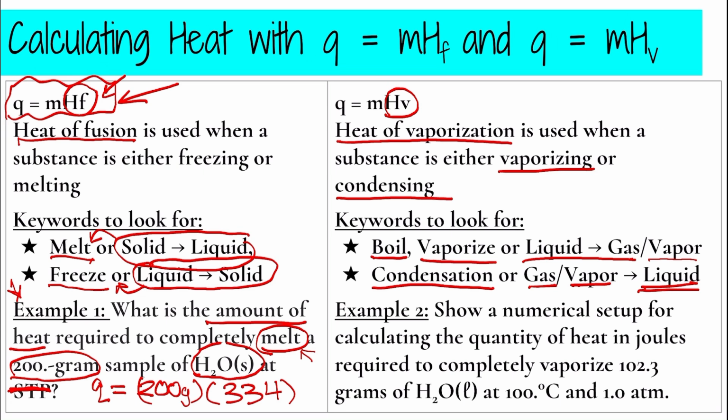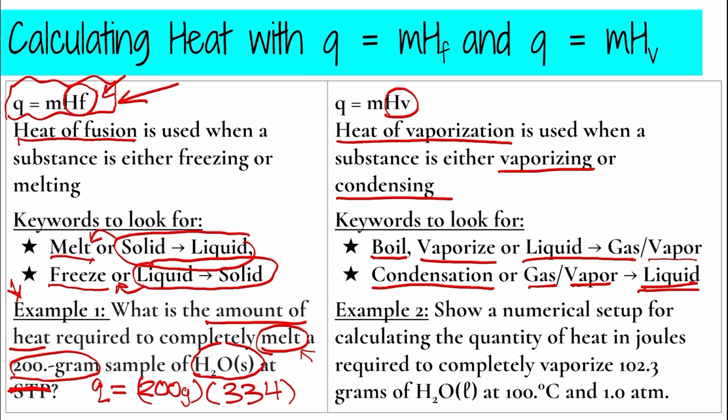When either one of these is happening, we're going to use the heat of vaporization formula. So let's look at the second example. It says, show a numerical setup for calculating the quantity of heat in joules required to completely vaporize 102.3 grams of water at 100 degrees Celsius and 1 atm.